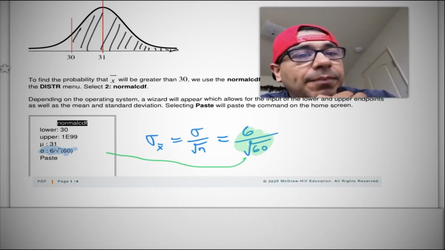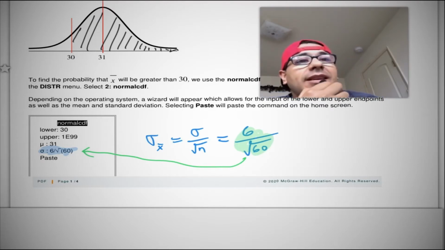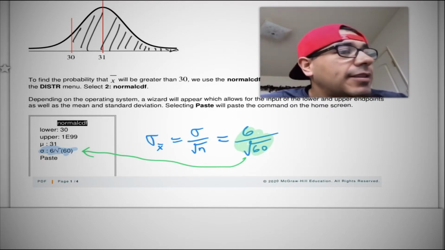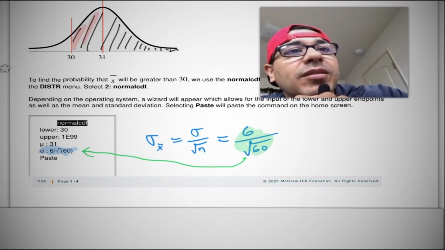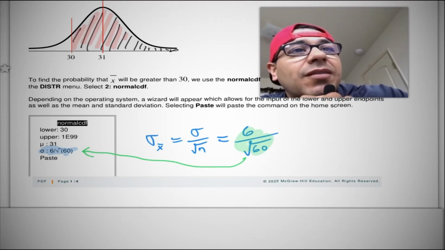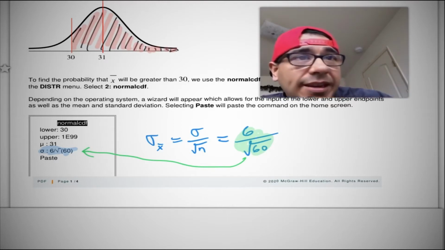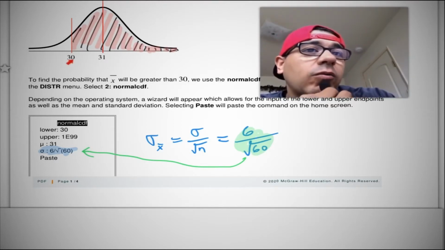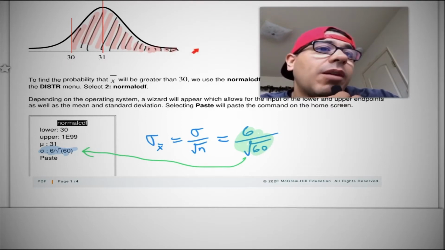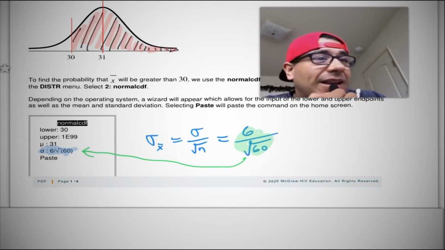Enter that into your program, and what that's going to do is give us this area that we're interested in. Whenever you use normal CDF, a reminder, this program gives us an area. Your job is to tell the calculator where you want it to start and where you want it to finish. So let's see what we get. Let's actually plug this in.